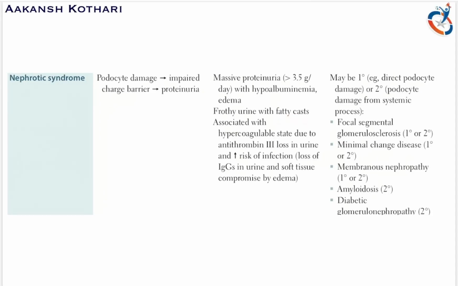It is associated with a decrease in the protein antithrombin 3, which leads to formation of thrombosis, that is a hypercoagulable state. There is a decrease in immunoglobulins, which results in increased risk of infections. So this is the basics of nephrotic syndrome. Now let us talk specifically about the various examples of nephrotic syndrome, which are focal segmental glomerulosclerosis, minimal change disease, membranous nephropathy, amyloidosis, and diabetic glomerulonephropathy.